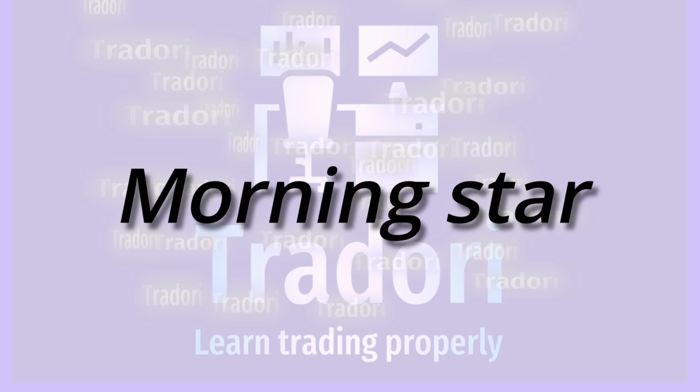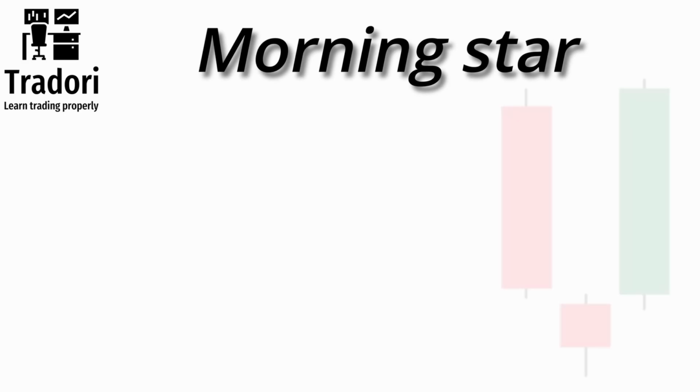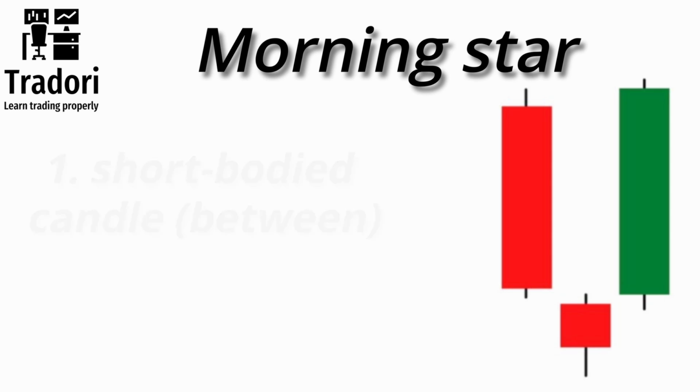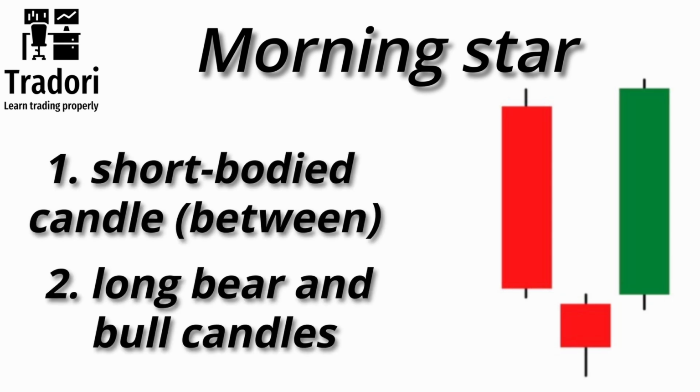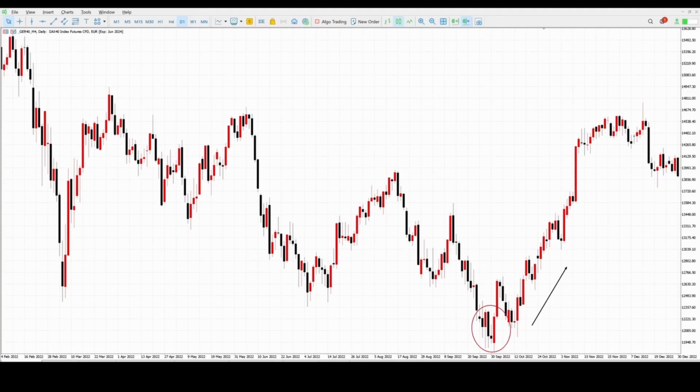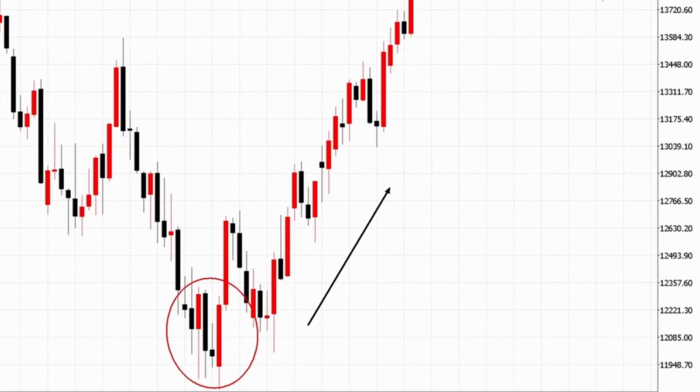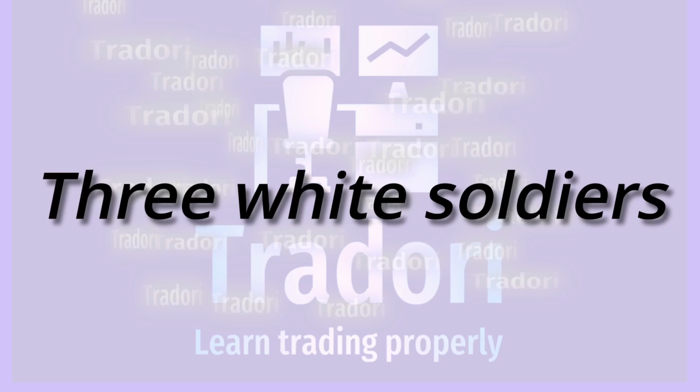Morning star. The morning star candlestick pattern is a three-stick pattern. One short-bodied candle between a long bear and a long bull candle. Traditionally, the star will have no overlap with the longer bodies, as the market gaps between the open and close. It signals that the selling pressure is subsiding and the bull market is upcoming. Let's get to the chart. As you can see down here, a middle candle with a small body between two long-bodied candles, which afterwards leads to the price pullback.